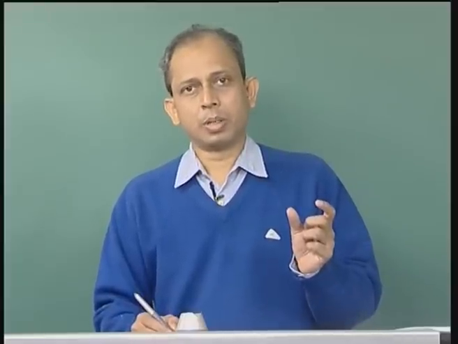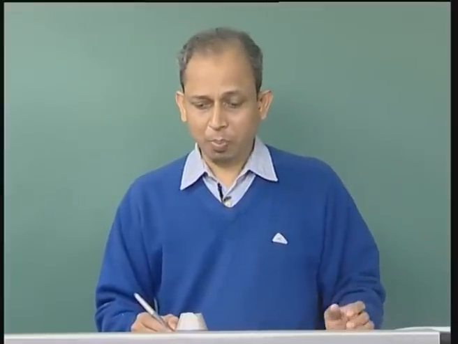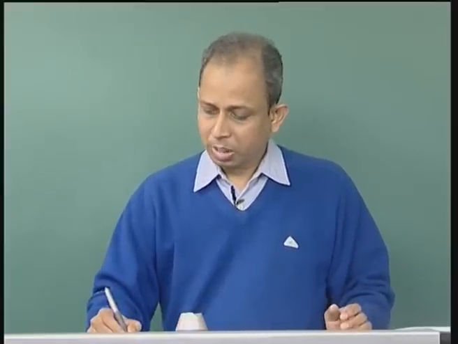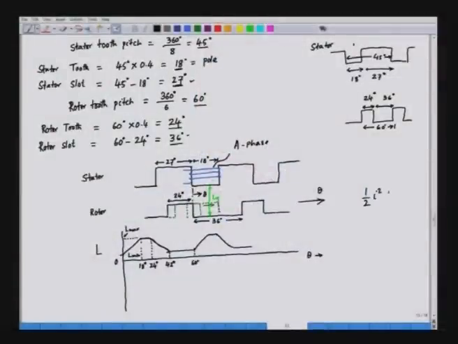So, dL by d theta is important for the torque production, because we know that the torque is equal to one half I square dL by d theta. So, this is the expression for the torque. So, this dL by d theta is extremely important, and we need to evaluate what is dL by d theta. dL by d theta is the derivative of the inductance with respect to position, that is theta. So, we can differentiate that and find out what is dL by d theta.